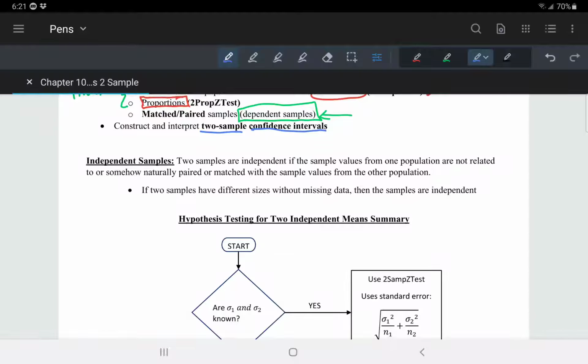To formally define independent samples, 2 samples are independent if the sample values from one population are not related or somehow naturally paired with the sample values from the other population. One way that we could distinguish this is, let's say we have 2 samples and these samples are of different sizes, provided we're not missing any data, then we'll say that the samples are independent. This would be a good indicator for us.